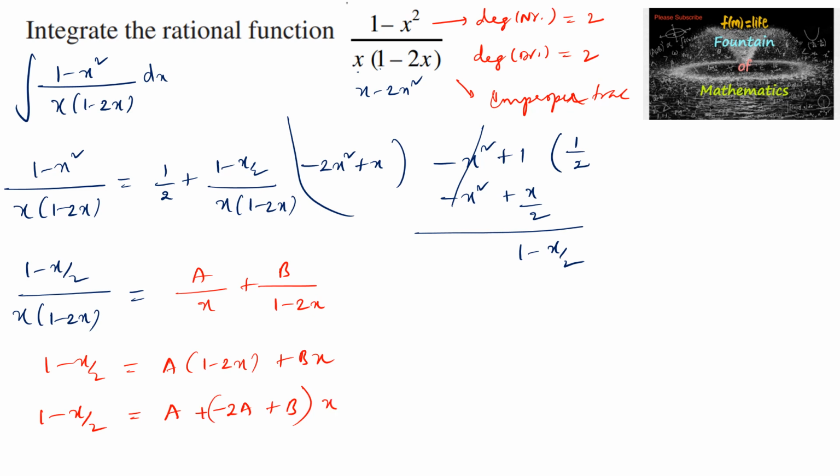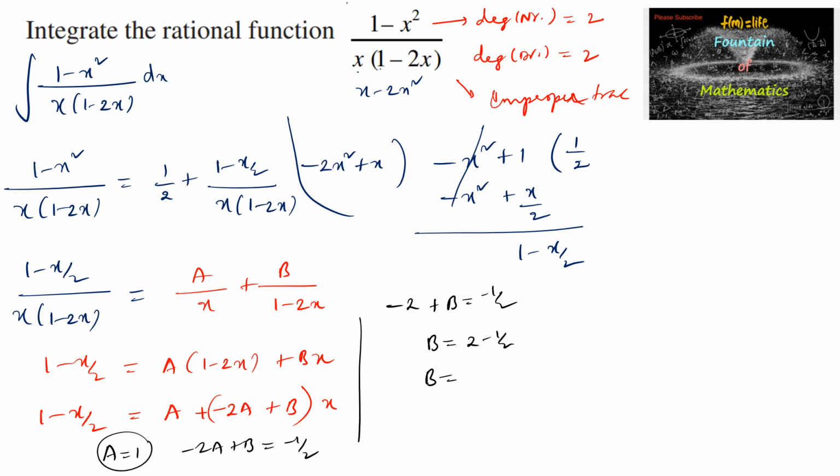So comparing the coefficients here, minus 1 by 2 are the constant, a is equal to 1, and minus 2a plus b is equal to minus 1 by 2. Substituting a is equal to 1, minus 2 plus b is equal to minus half, or b is equal to 2 minus half, that is b is equal to 3 by 2. So we can write the integral now.